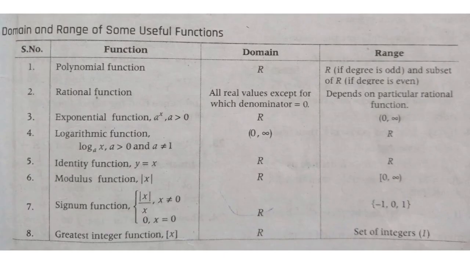Now there are some other types of functions too. We will see some domain and range, which are useful, like polynomial function, whose domain is R, and the range if the degree is odd. Then rational function, with domain all real numbers except where the denominator is 0, and the range will depend on the particular rational function. Then exponential function, where a is raised to x, with all real numbers as the domain and range. Then identity function, y is equal to x, with domain and range all real numbers.